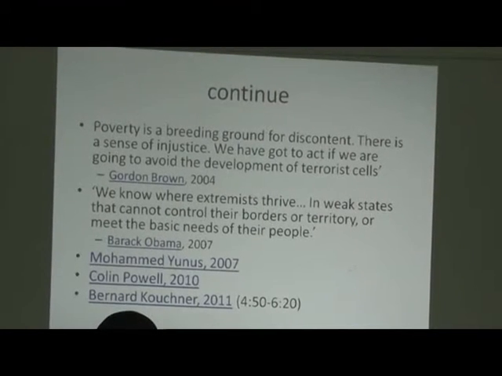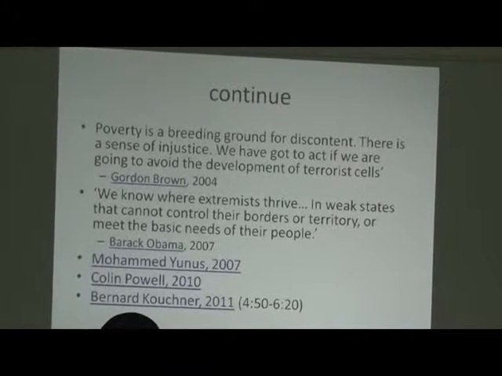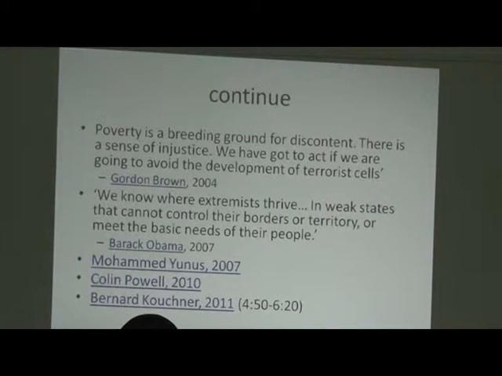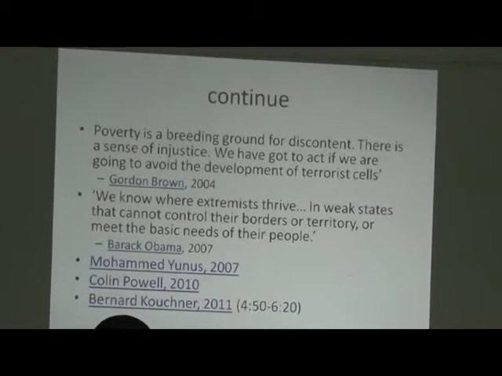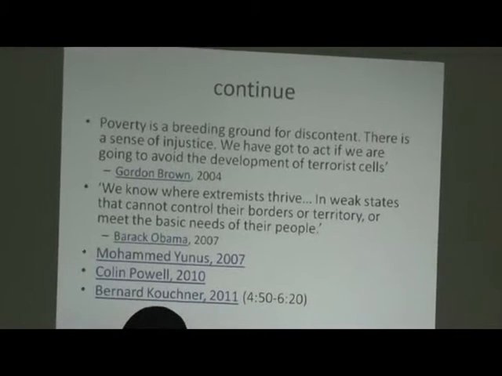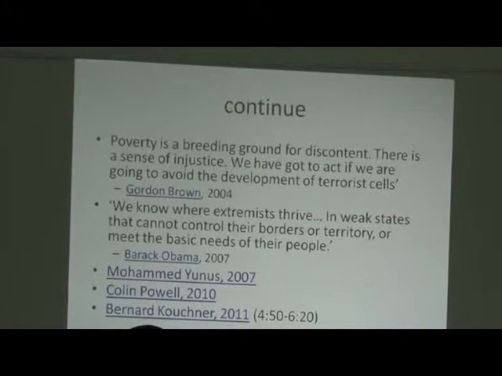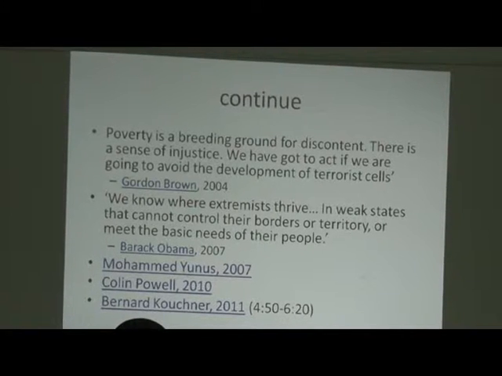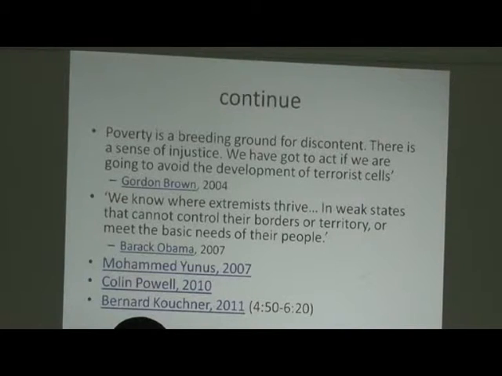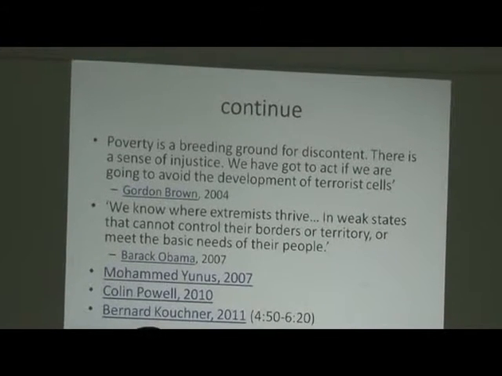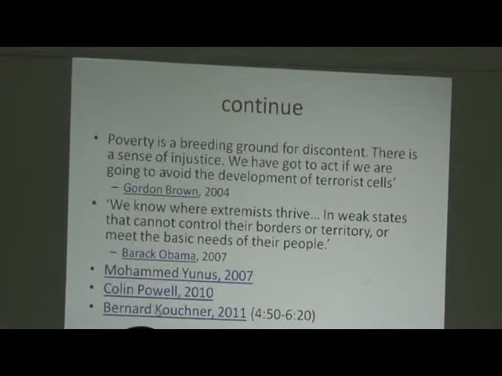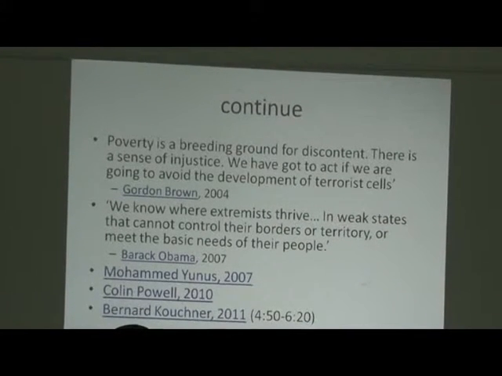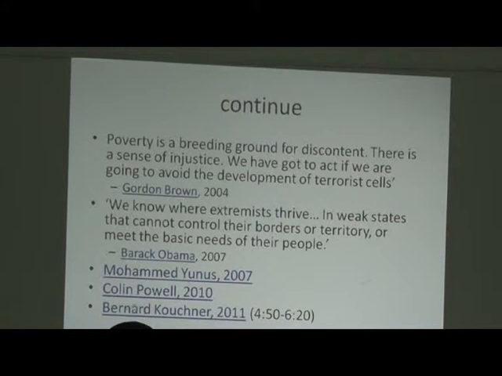There's another one by Gordon Brown, which says that poverty is a breeding ground for discontent. There's a sense of injustice, and we have got to act if we are going to avoid the development of terrorist cells. Another famous one is by Obama. We know where extremists thrive, in weak states that cannot control their borders or territory or meet the basic needs of the people. And there's a video here by Bernard Kouchner, a former French minister, who is talking about poverty being a very big issue for poor countries.